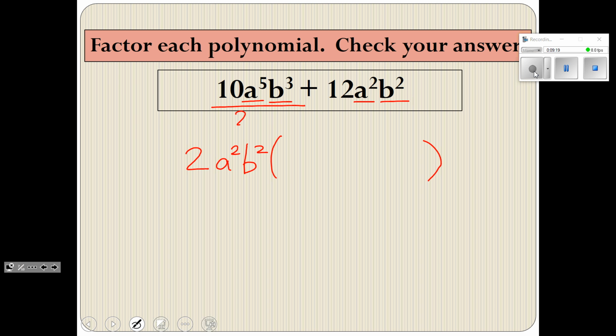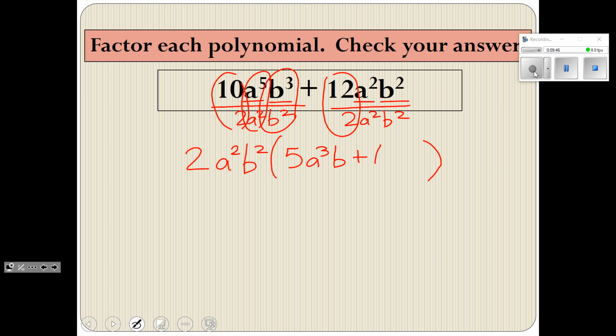To finish factoring, we're going to divide each term by 2a squared b squared. If it helps, you can write this underneath so you'll have something visually to look at. We have 10 divided by 2, which is 5. A to the fifth divided by a squared, which is a cubed. B cubed divided by b squared, which is just b. We have 2 positives, so we know we're going to have a positive.